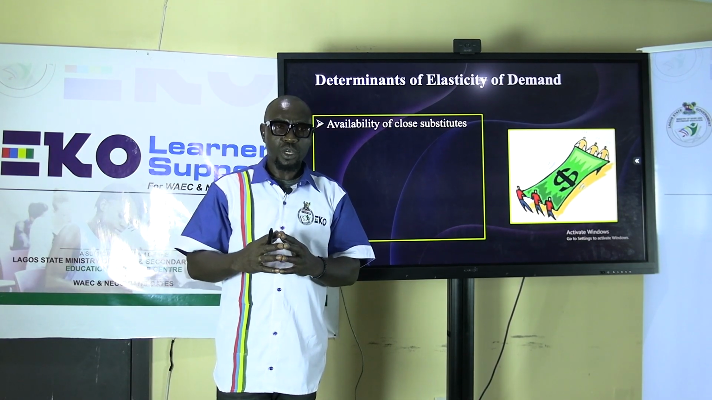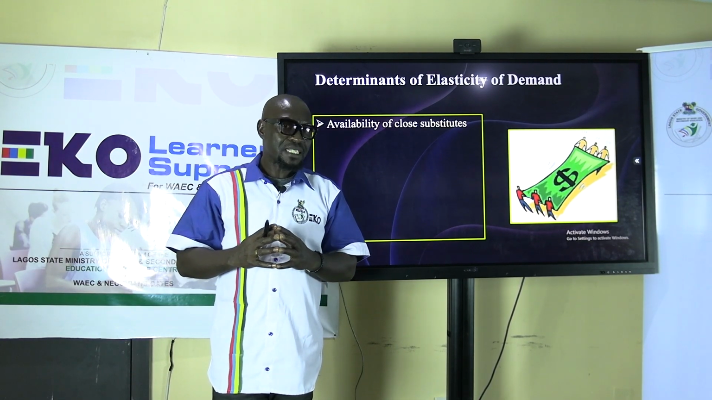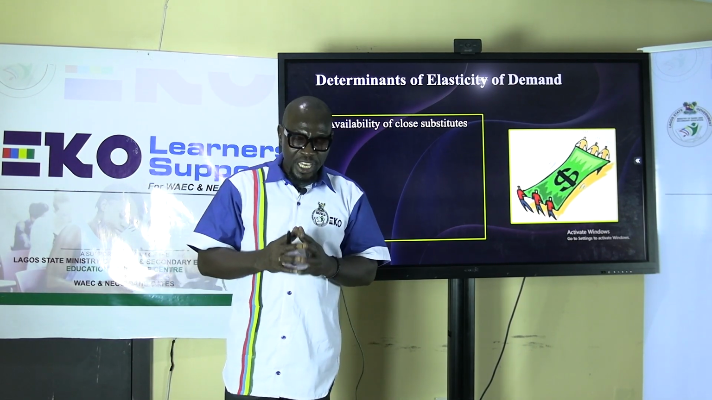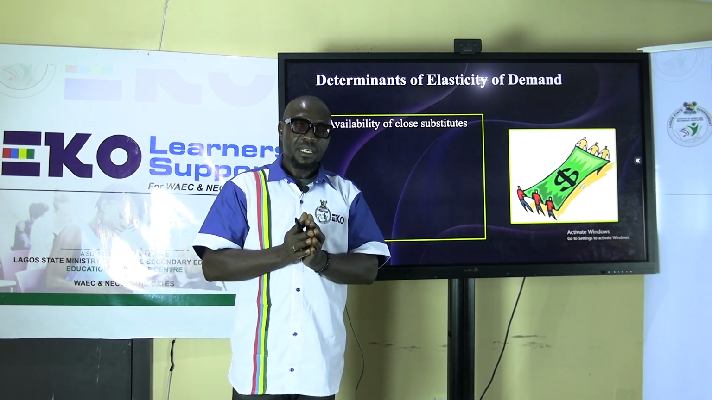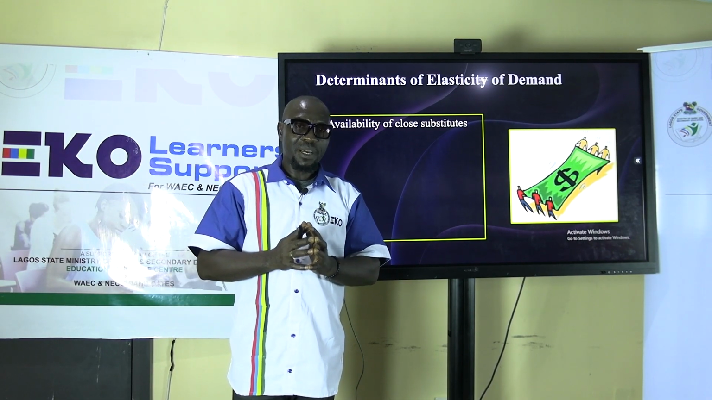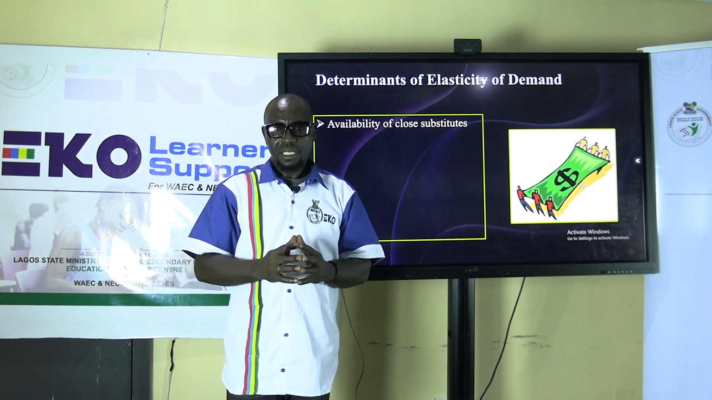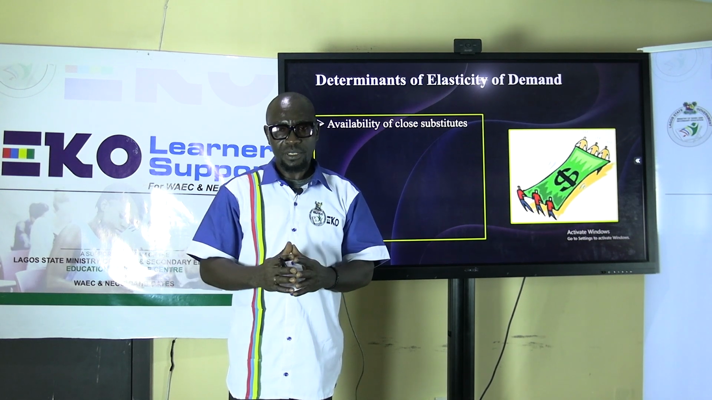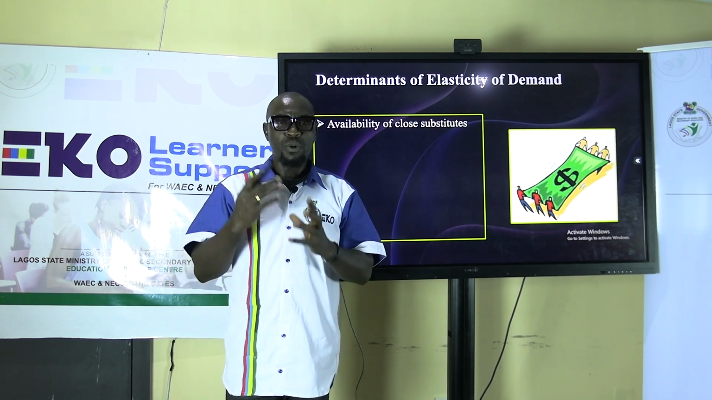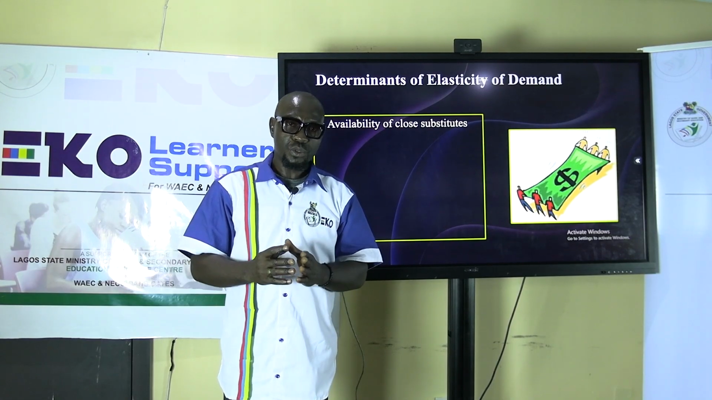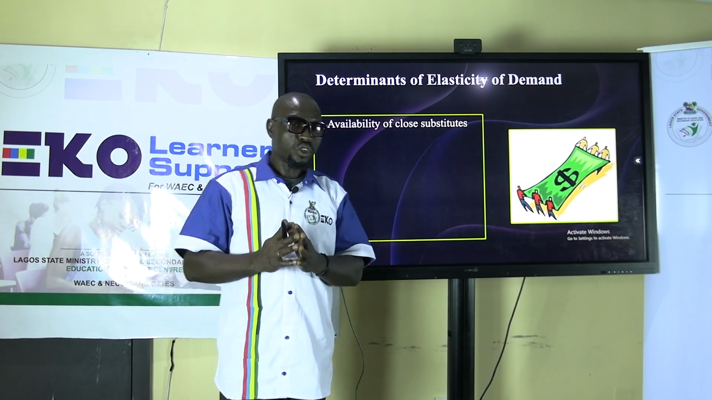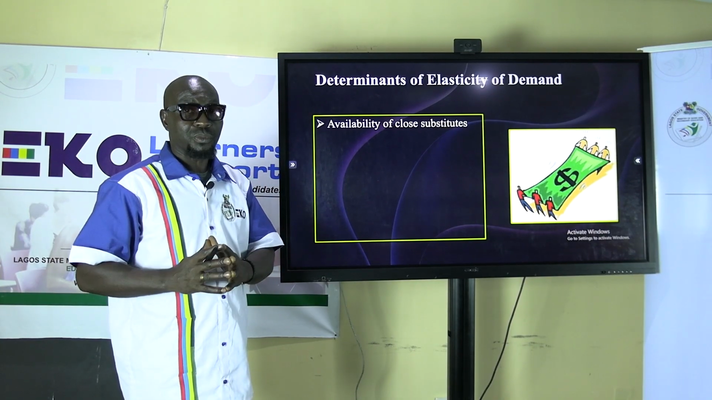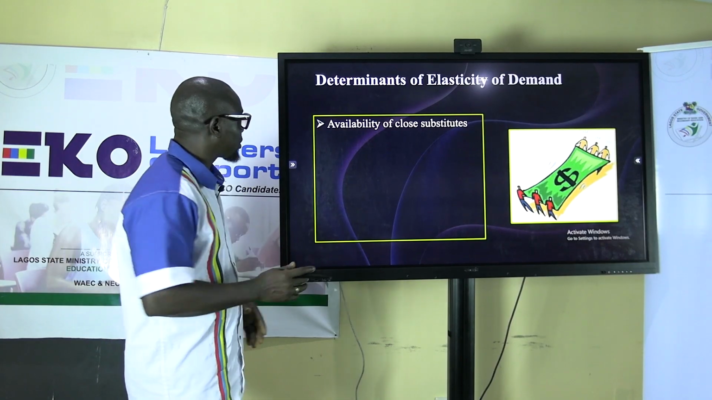So if you have a close substitute for a product, it determines the elasticity of demand for that product. Meaning that if the price of detergent A goes up by 20%, and the price of the other one is not affected, you simply go for it. So the response you give to substitutes is one of the determinants of the elasticity of the demand for that particular commodity.